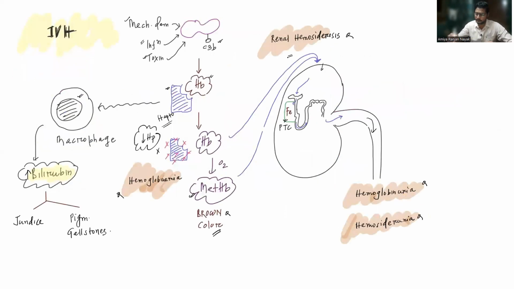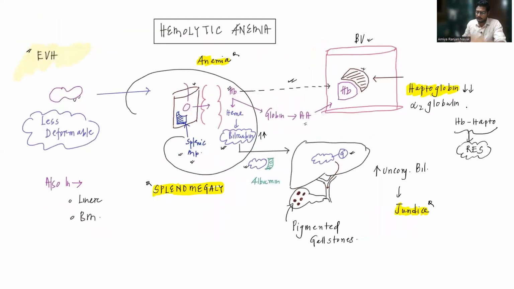But in intravascular hemolysis, you are getting hemoglobinuria. That means the hemoglobin from the blood is getting out through the urine. Similarly, we are also getting hemosideruria. That means the iron containing pigment, the storage form, is also going out through the urine. So the iron is being excreted through the urine. So in intravascular hemolysis, you are going to get iron deficiency. But in extravascular hemolysis, iron deficiency is usually not seen.